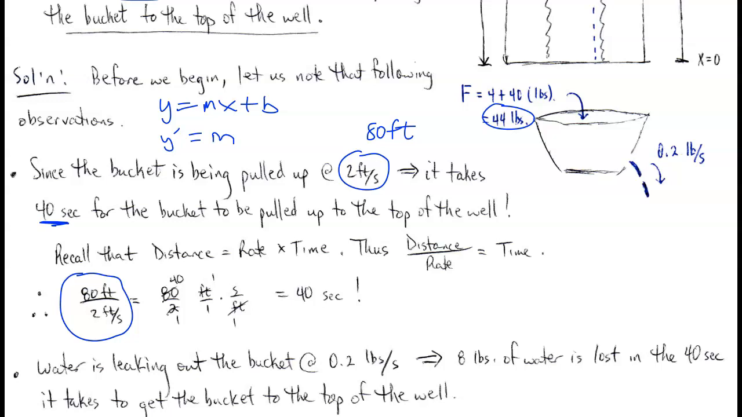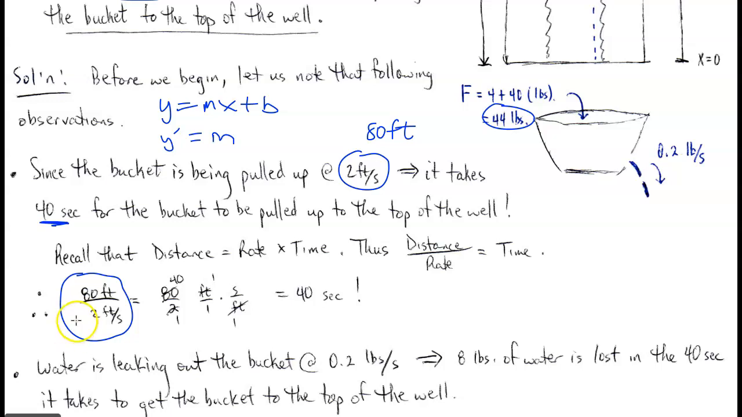So just putting it simply, if I was to pull it up for 1 second, I would get it 2 feet up. If I was to pull it up for 2 seconds, I would have it 4 feet up. If I was to pull it up for 3 seconds, I would have it 6 feet up. And if I keep on doing that, eventually when I get to 40 seconds, I'll have it 80 feet up.